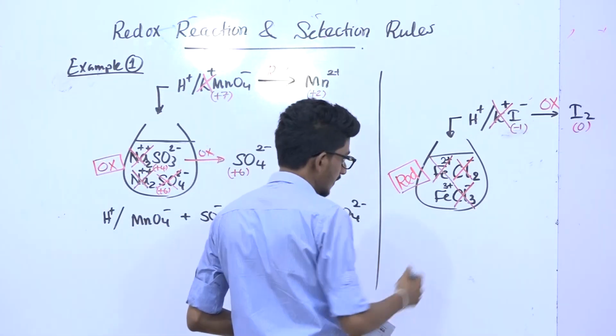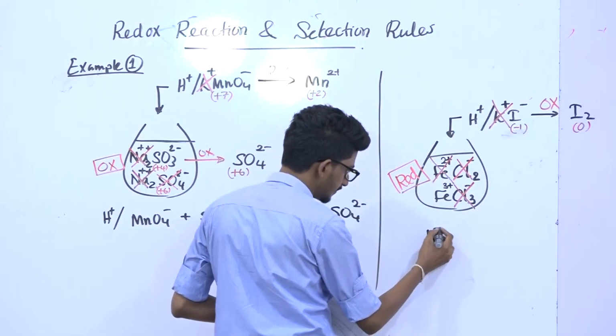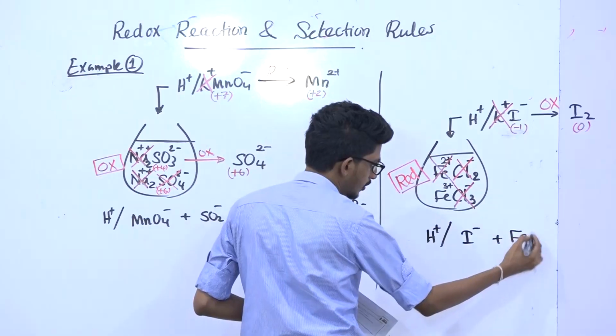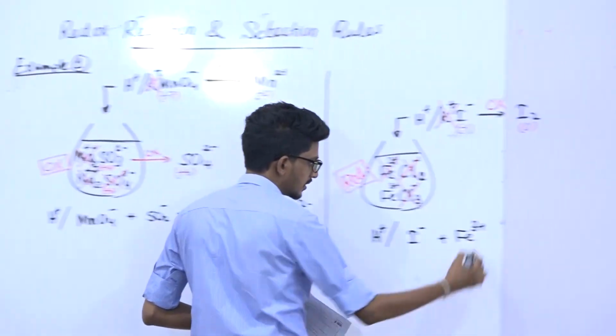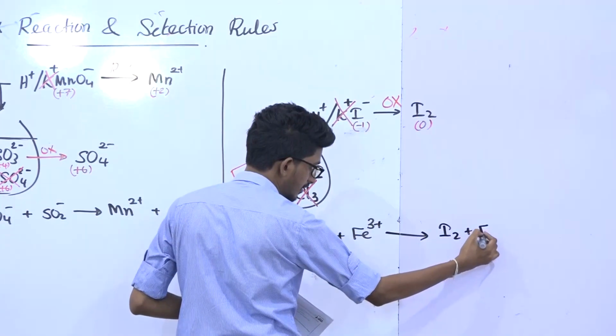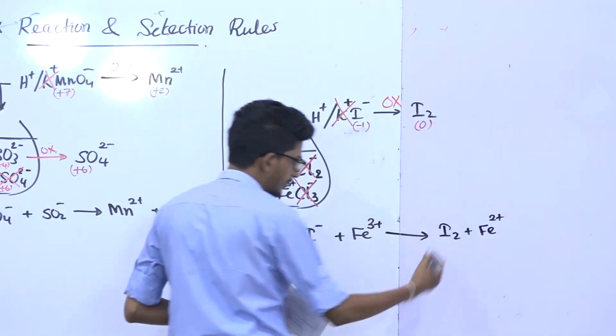So the reaction is in acidic medium, right? The I minus reacts with Fe3 plus. This is the only possible reaction in the system, right? I minus is converting to I2 while Fe3 plus is converting to Fe2 plus. This can be balanced.